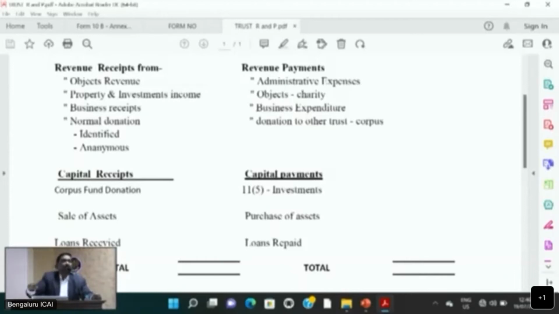Corpus fund donations, the 2021 Finance Act has said in the case of charitable institutions, shall be maintained separately. Earlier, so many people were doing zigzag, some circus feats with these charitable institutions. So any corpus fund donations shall be maintained specifically as per section 11(5), then alone section 11(1)(d) exemption can be availed, otherwise no. So what is exempt, what is taxable is our exercise. Unless we classify them, unless we identify them at the end of the year, and are we satisfying the conditions, then alone the income will be exempt, otherwise it becomes a taxable income.